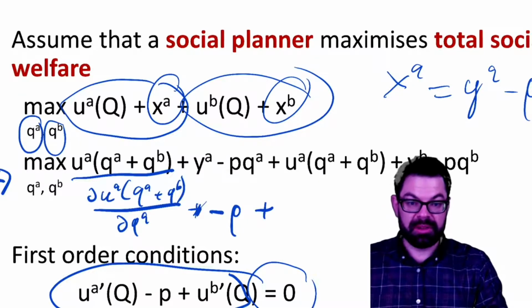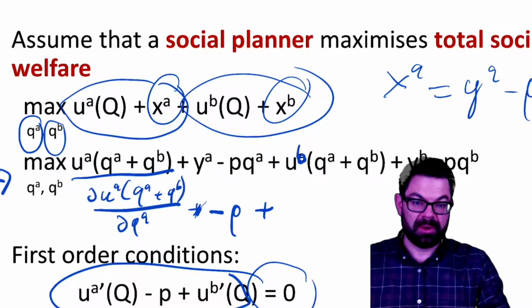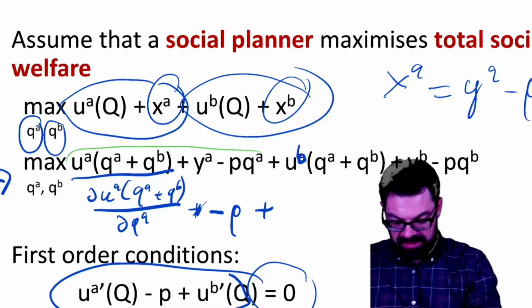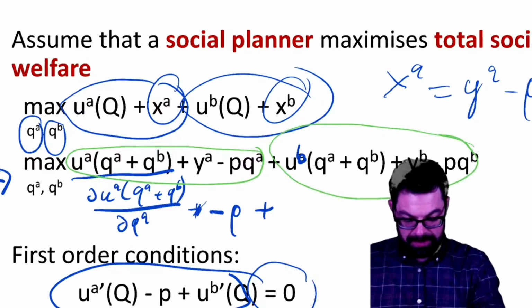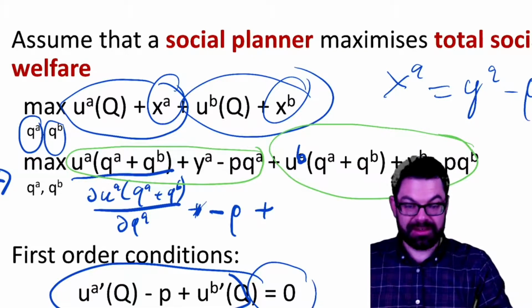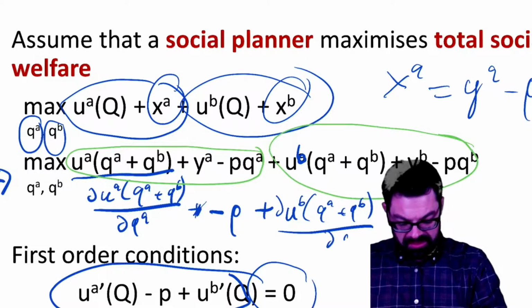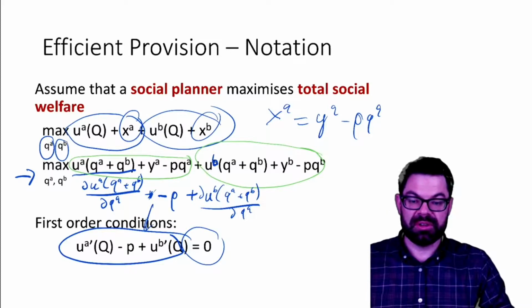plus, and I apologize here, there is a typo, so this should be UB. Okay, right, so it's getting a bit messy now, but we have here the utility for person A, and here we have the utility for person B. So we continue with our derivative here, which is that we take the first derivative of UB, which is again a function of both people's contributions, with respect to QA, and that's it.